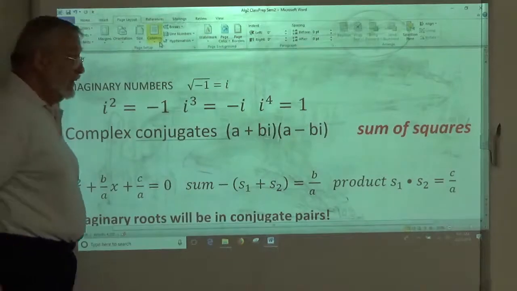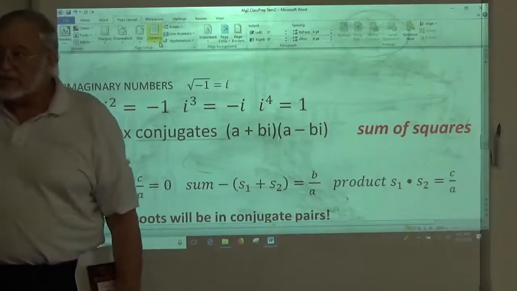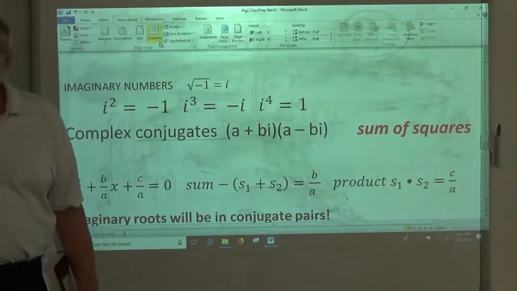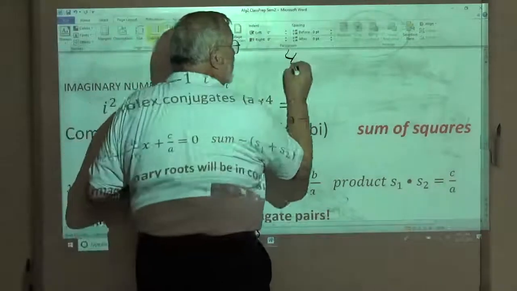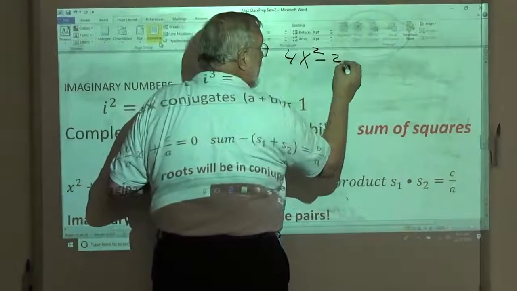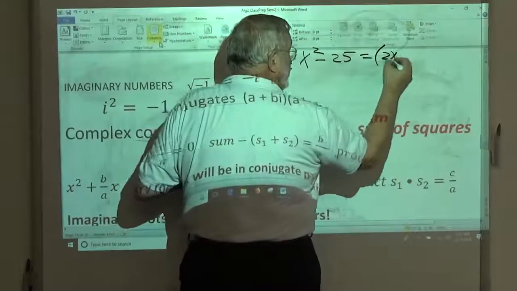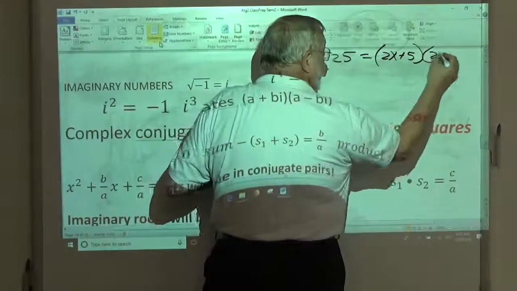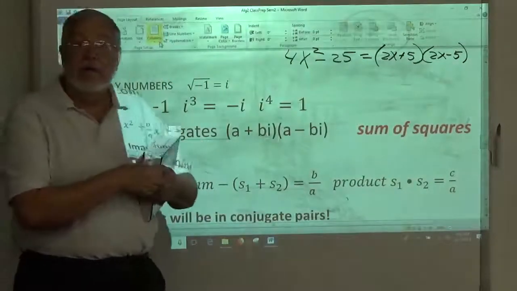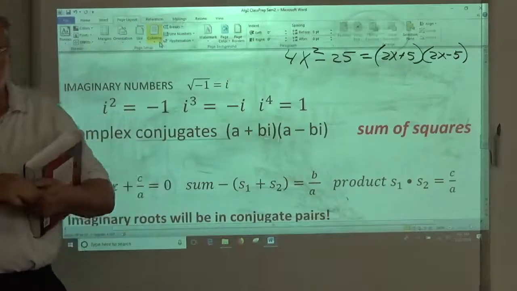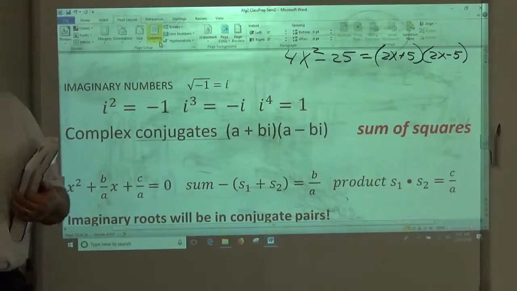Now, what did I write in red way over in the corner? Sum of squares. In real numbers, we use difference of squares. If you had 4x squared minus 25, that's a difference of squares. So in real numbers, this is 2x plus 5 and 2x minus 5. If they are complex conjugates, because i squared is going to produce -1, instead of subtracting, you're going to add.